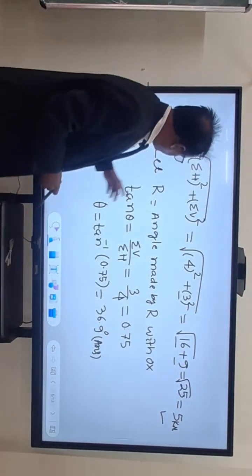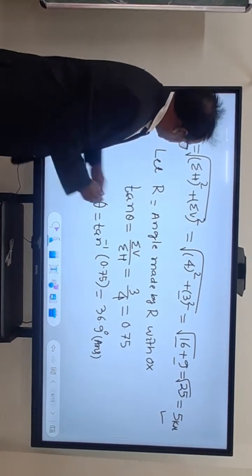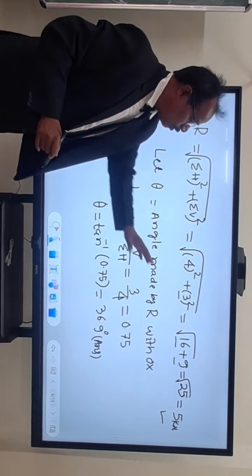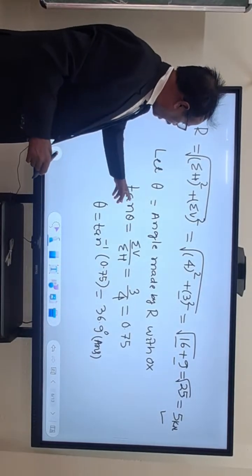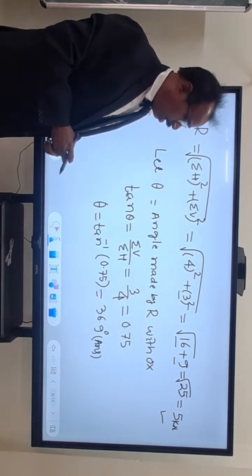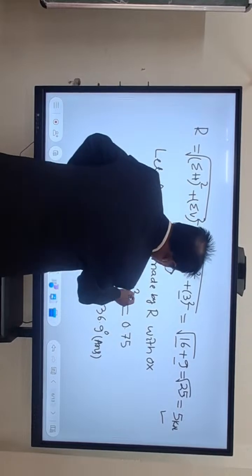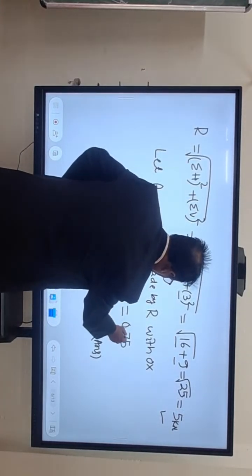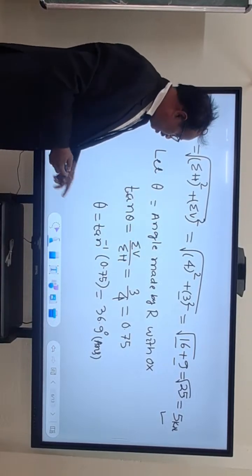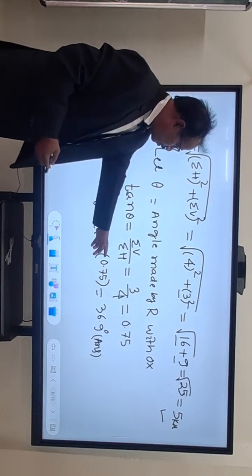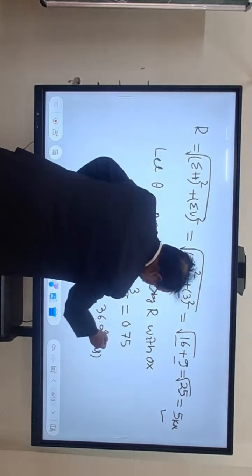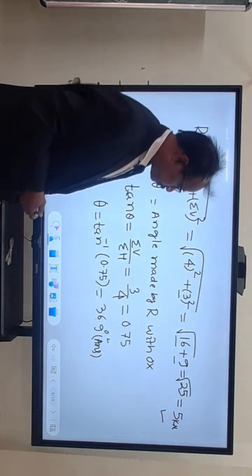Let R make an angle theta. This is the theta. Theta is the angle made by R with OX. Therefore, tan theta is equal to delta V by delta H. Putting all the values we have 3 by 4 is equal to 0.75. Tan theta is equal to 0.75 or theta is equal to tan inverse 0.75 is equal to 36.9 degree. This is the required angle.